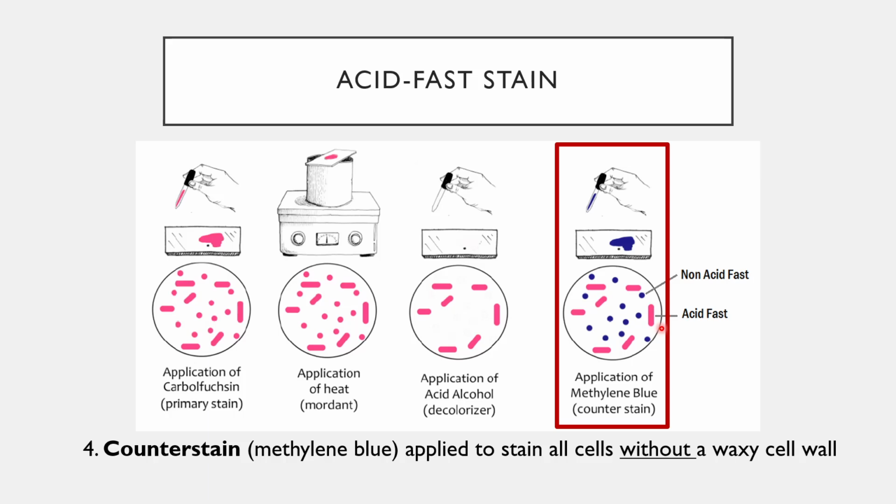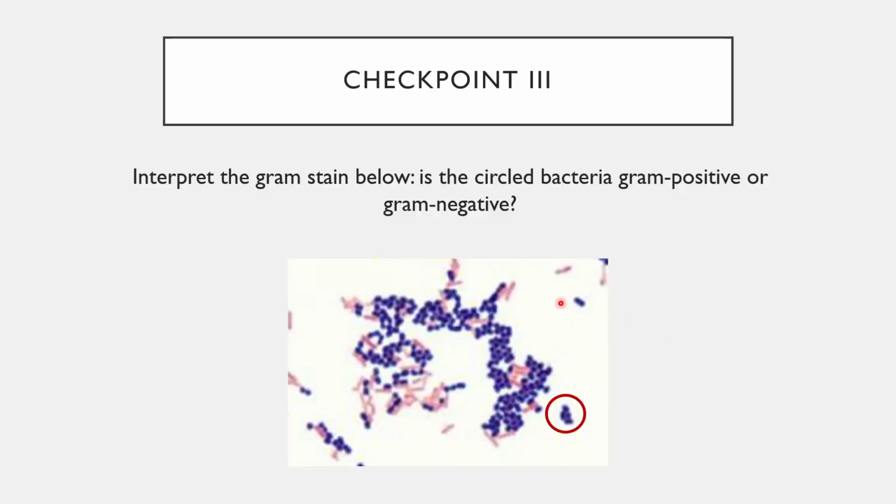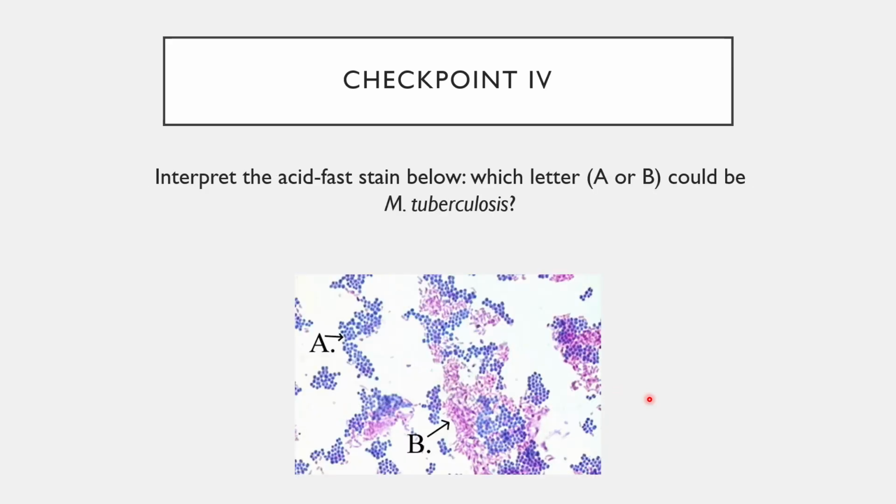Mycobacterium leprae. Now, in this checkpoint here, I want you to try your skills out interpreting an image of a gram stain. I've circled a cluster of bacteria here, and I want you to tell me if they are gram positive or gram negative based on their color. Likewise, in this checkpoint, please tell me in this acid-fast stain whether letter A or letter B could potentially be the bacterium Mycobacterium tuberculosis.